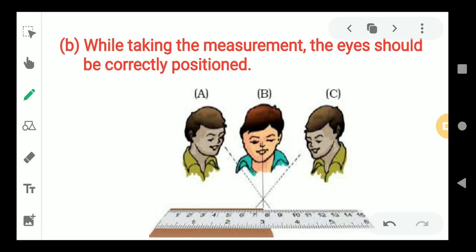While measuring an object, our eye and the measuring tape should be in a straight line. That means this boy has done it in the best way. Only the second boy is correct and these two boys will get the wrong answer. While taking the measurement, the eye should be correctly positioned. See, the first boy will get the answer as 8.1, something like that. The third boy will get the answer as 6.9. And the middle person will be getting the right answer as 7.5.